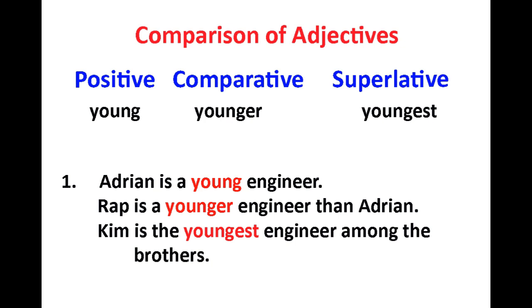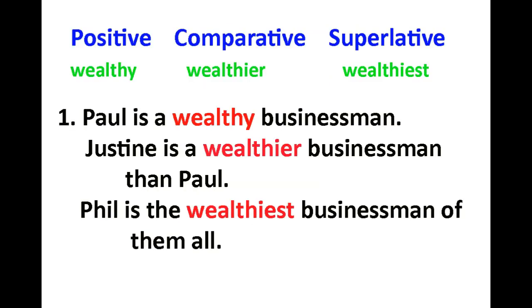Here is another example. This time, the adjective is wealthy. Wealthy is a 2-syllable adjective. Although wealthy is a 2-syllable adjective, we should not add er to make it comparative. Instead, we change y to i and then we add er. For example, Paul is a wealthy businessman. The adjective wealthy is a 2-syllable adjective, remember.